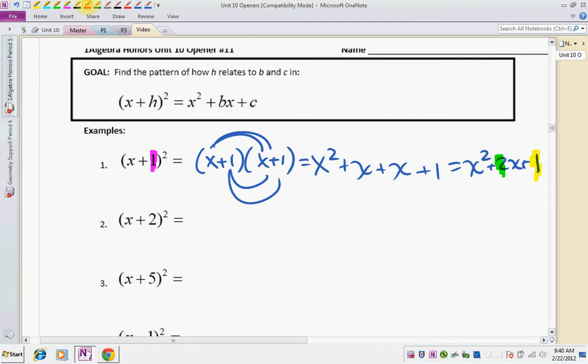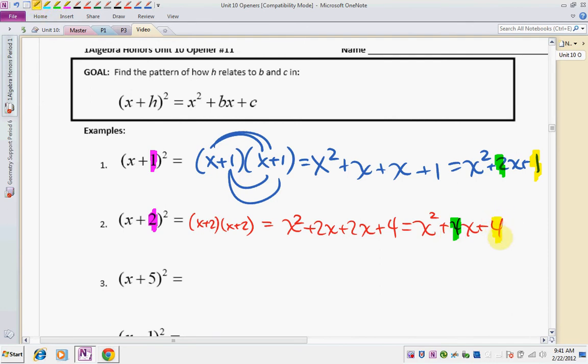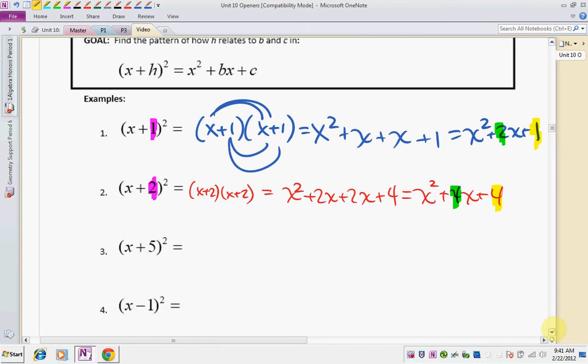Looking at the next one, x plus 2 times x plus 2 is the same as x squared plus 2x plus 2x plus 4, x squared plus 4x plus 4. Again, let's note the numbers. How does 2 compare to 4 and also 4? Not seeing any patterns yet, but let's continue and see if we can maybe see some more.